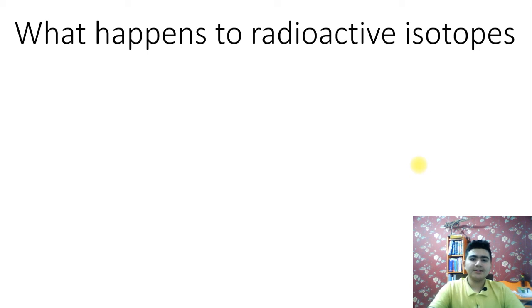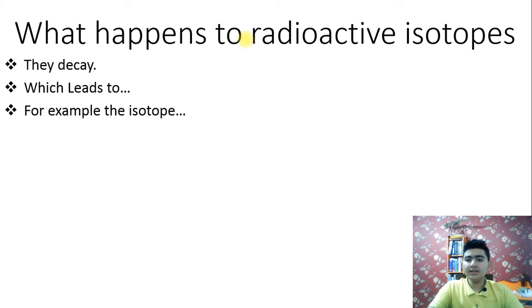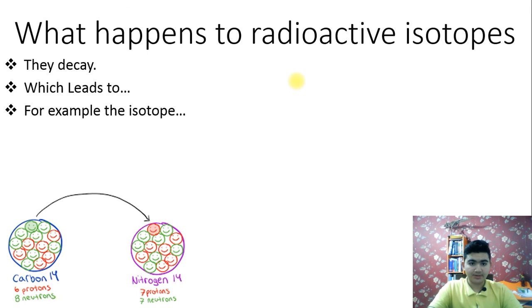For example, when an atom of carbon 14 decays, it loses a proton, becoming an atom of nitrogen. Radioactive isotopes have many useful applications in biology, which we will cover in our next video.